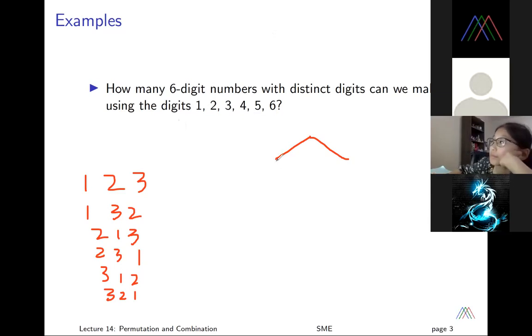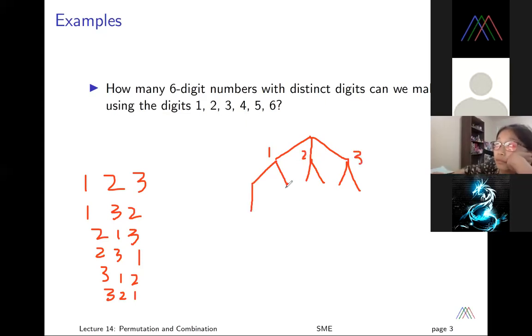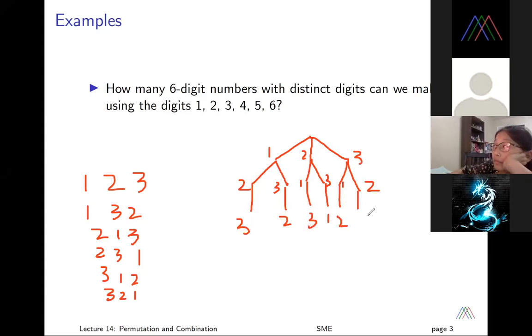So we can draw a tree here. Let's say this was 1, 2, and 3. And then this goes down. And here's 2, 3, 1, 3, and then 1, 2. This would be 3, 2, 3, 1, 2, and 1.